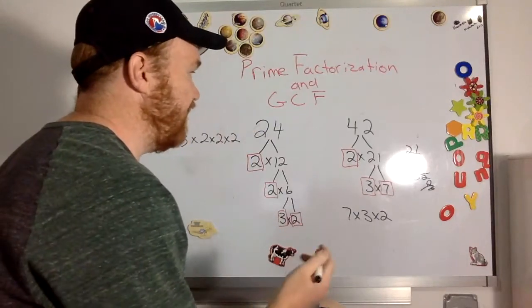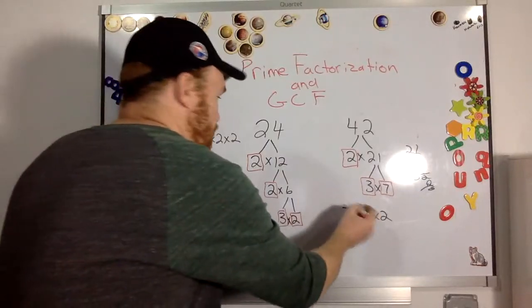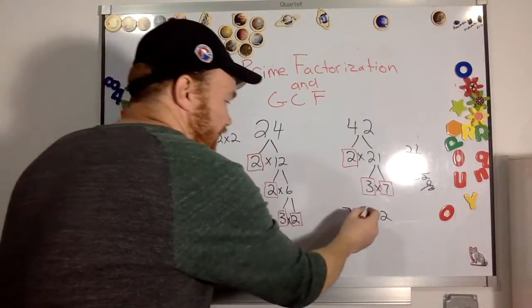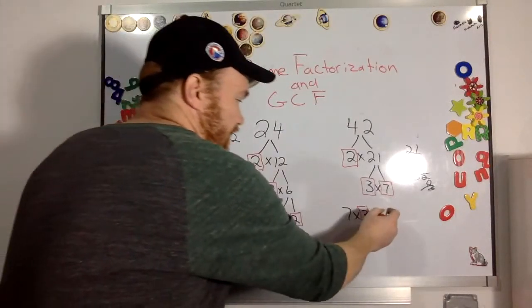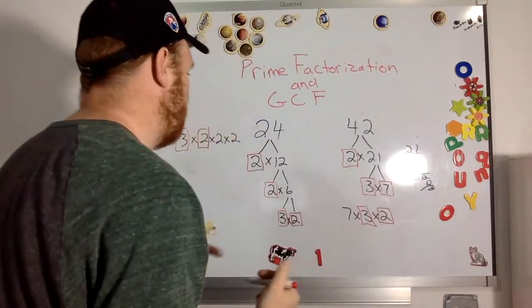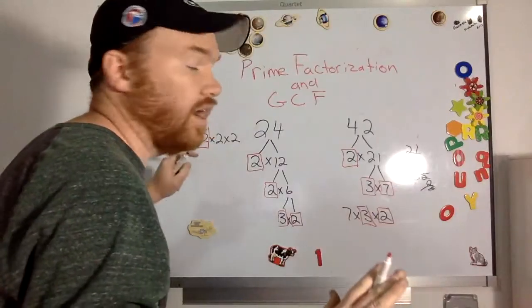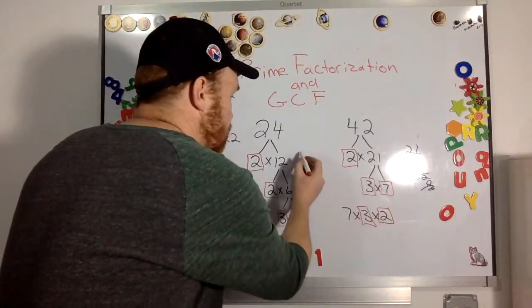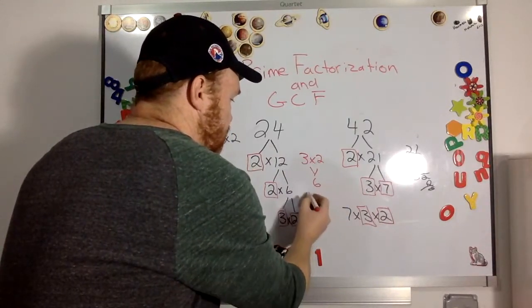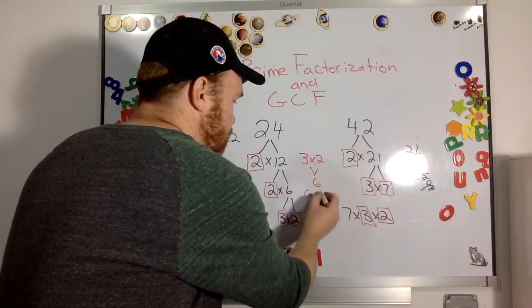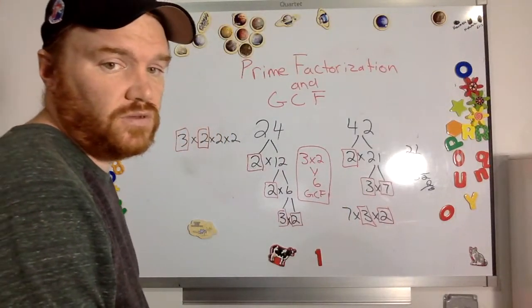And now, to find out the greatest common factor, I look at my 2 prime factorizations. Okay, I have a 3 here, and I have a 3 here. I have a 2 here, and I have a 2 here. Right? Now, do I have another 2? No, I don't. I'm done. So now if I just do 3 times 2, I will get 6, which is the greatest common factor of 24 and 42. Okay?